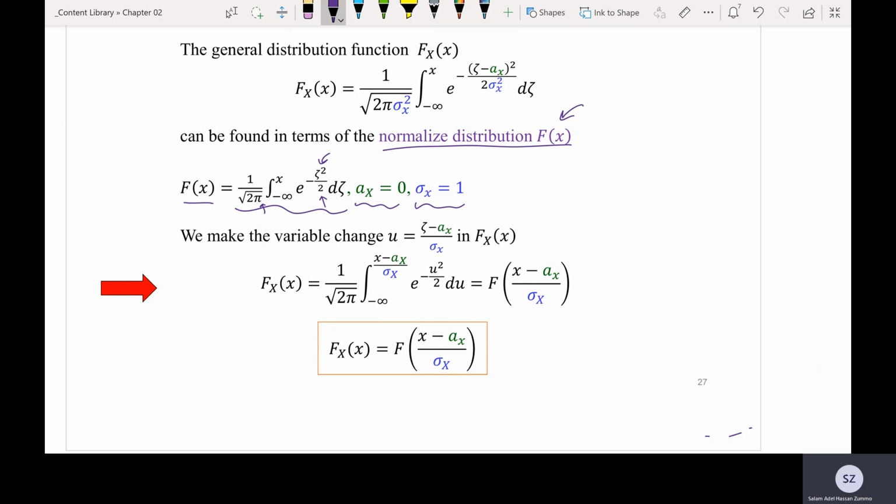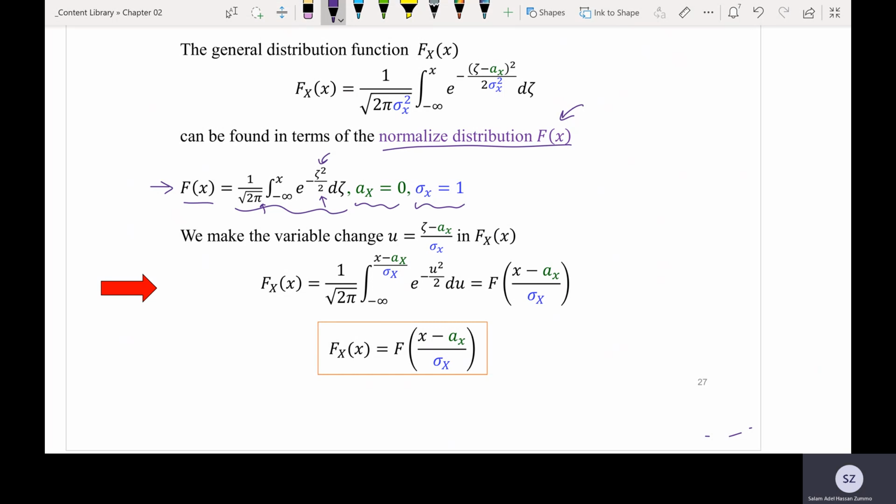And the value in the table will be called f of x. We remove any subscript here. There's no X here, because it's not for a specific random variable. It's for the normalized random variable. Okay?